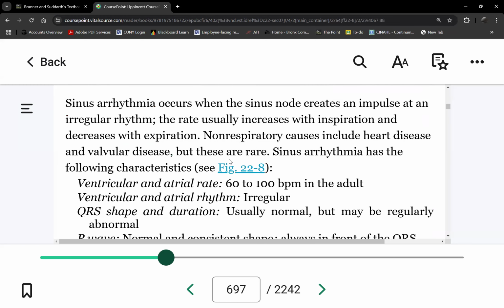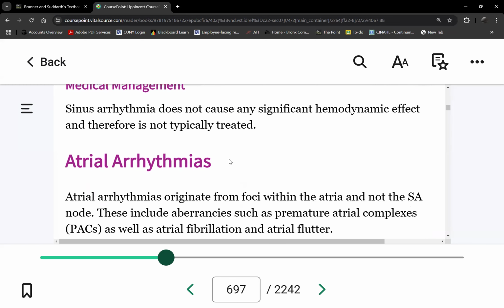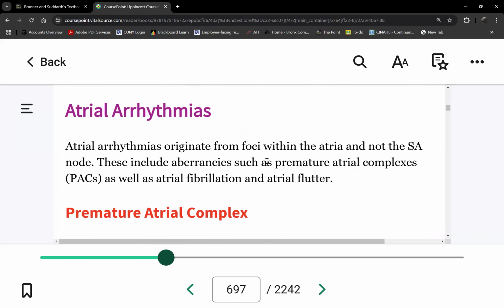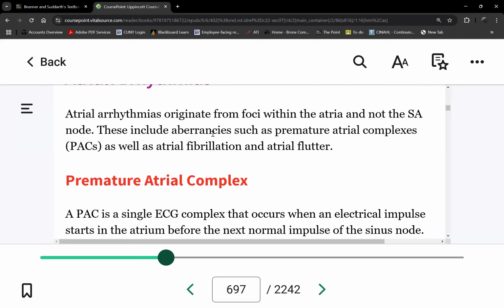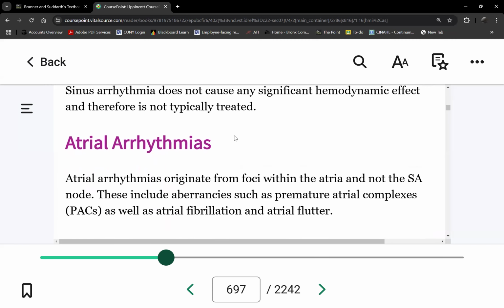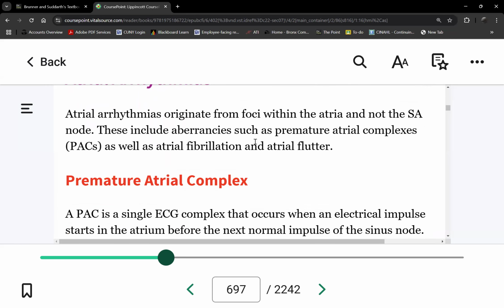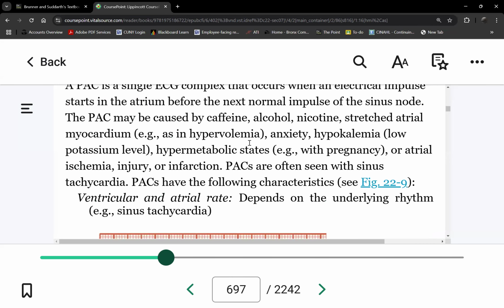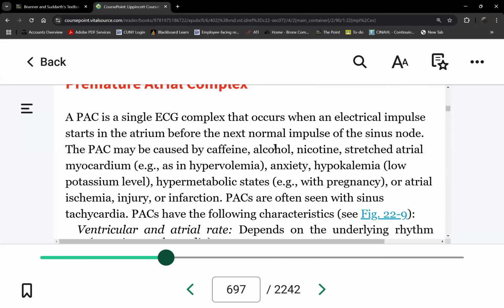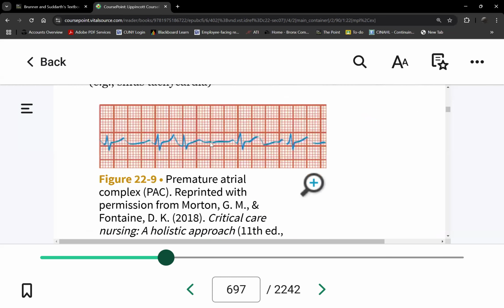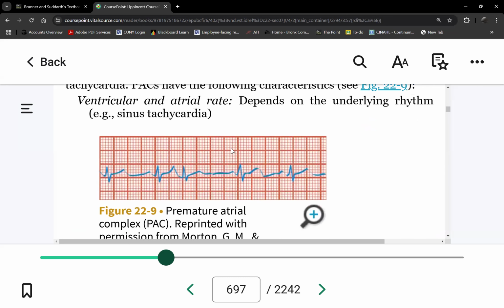We'll skip sinus arrhythmia. That's not really common. So any question about the two evil stepsisters? All right, let's go now to the four atrial dysrhythmias or arrhythmias. First is the PAC. This one's easy to spot. Here are the causes, and here is what it looks like, PAC.